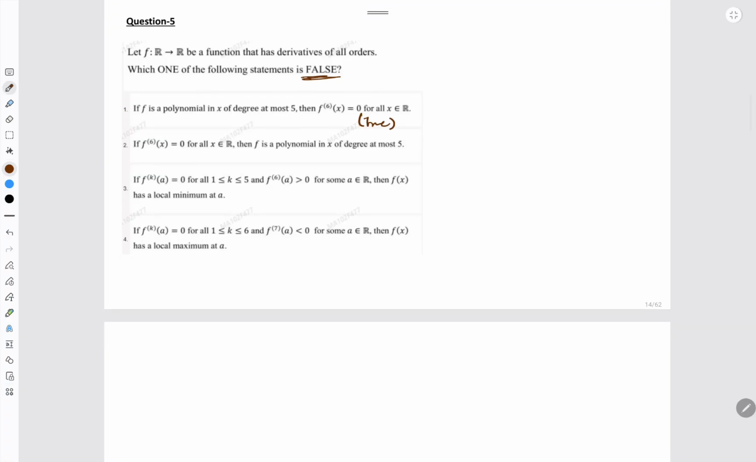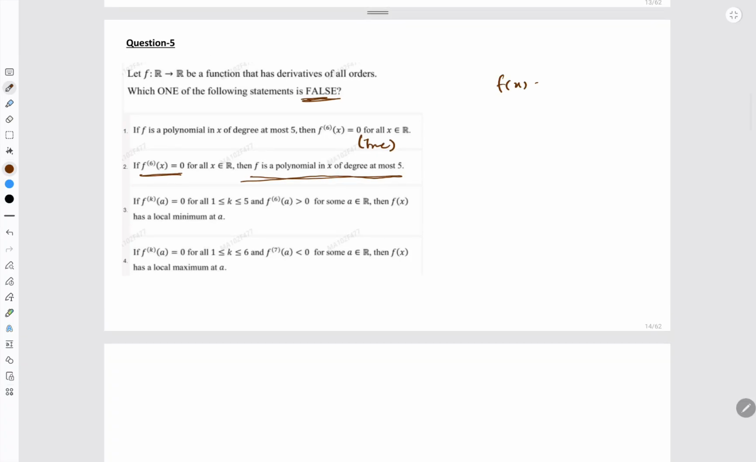Okay. Now the next option is if the sixth derivative is 0, then f is a polynomial of x of degree at most 5. So a real valued function whose sixth derivative is 0 is a polynomial function. It is saying that. So is that true? That has to be true, right? Because if I take f of x as any function other than a polynomial function, if I do the sixth derivative, then I am doubtful that it will be 0 for every x belonging to R. That will not be possible.